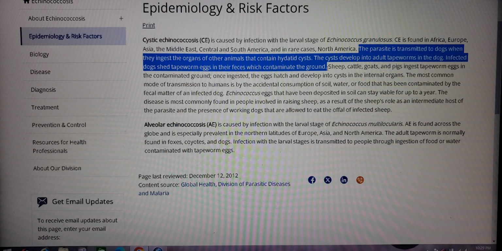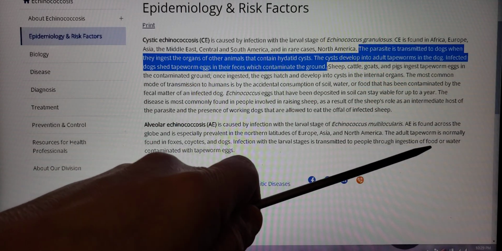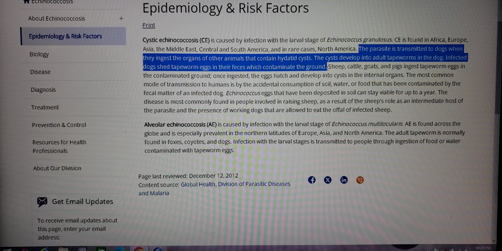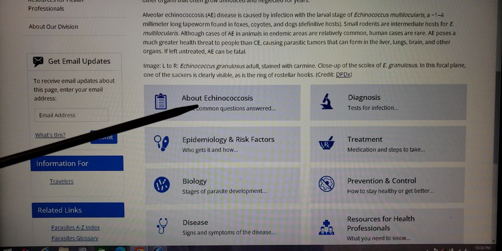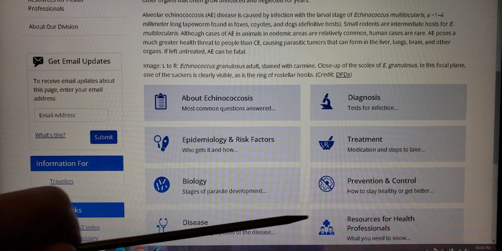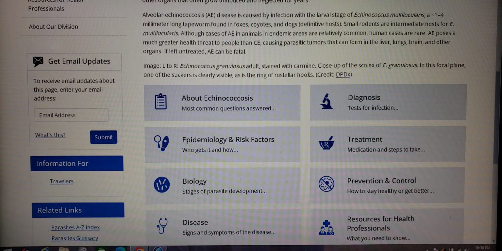Dogs ingesting food or water that's contaminated with the tapeworm eggs. So we've got a few different little side paths on here. Everything will be in the description for you to look at.